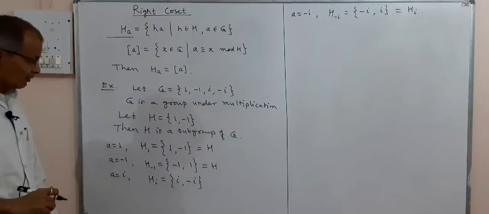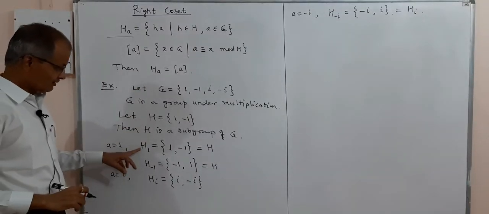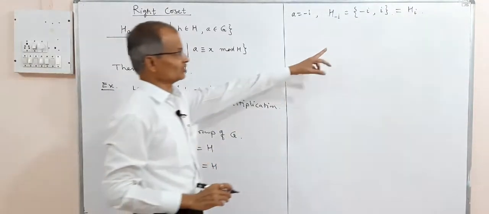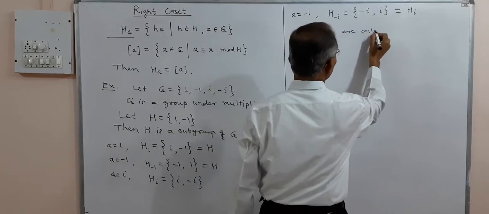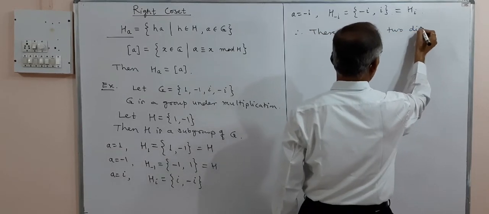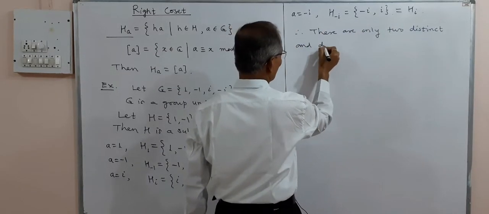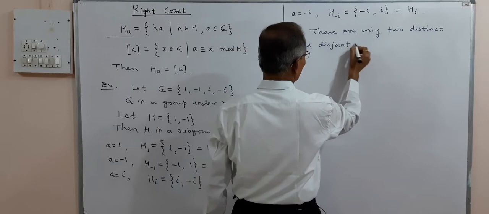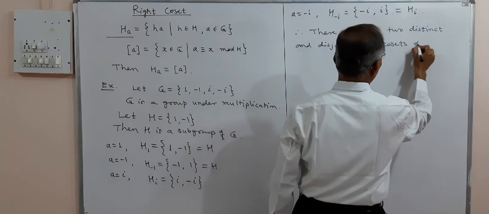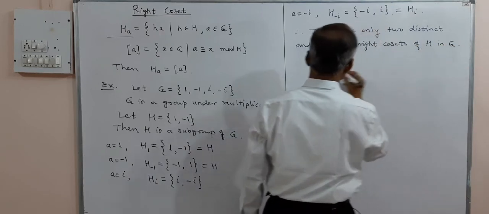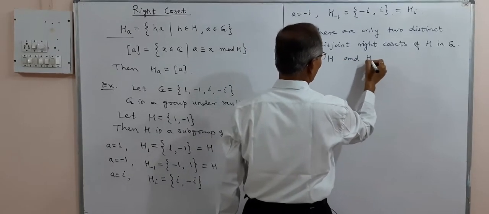So therefore there are only two distinct right cosets of H in G. Which ones? That is H, and another is Hi. So therefore there are only two distinct and disjoint, no element in common, right cosets of H in G, and that is H and Hi.